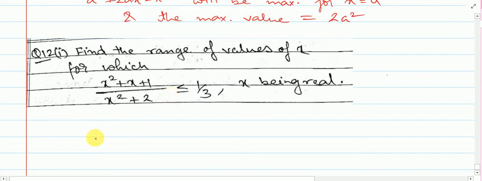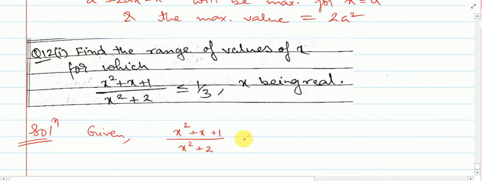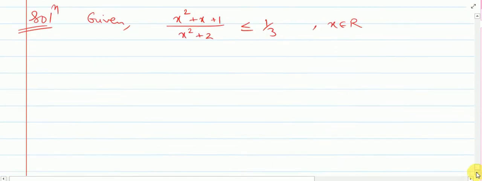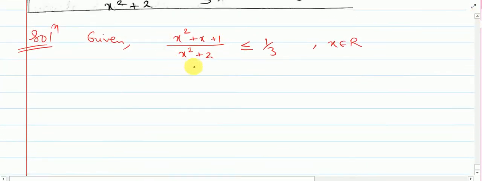Okay, so see over here, given (x square plus x plus 1) upon (x square plus 2) less than equal to 1 by 3, and x belongs to real numbers. Okay, so here you can see in the denominator we have x square plus 2.